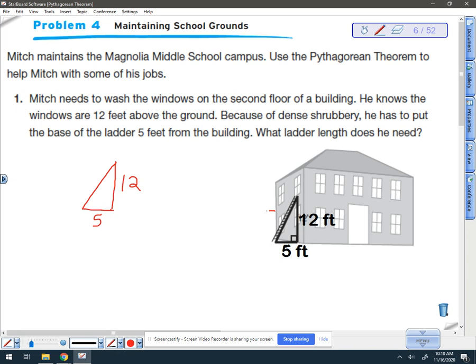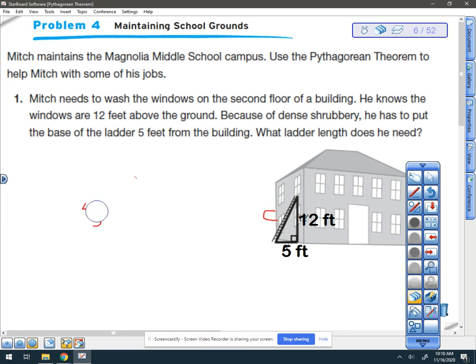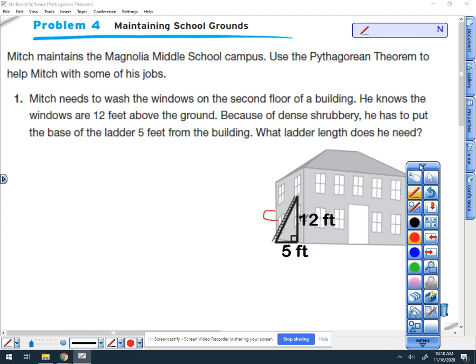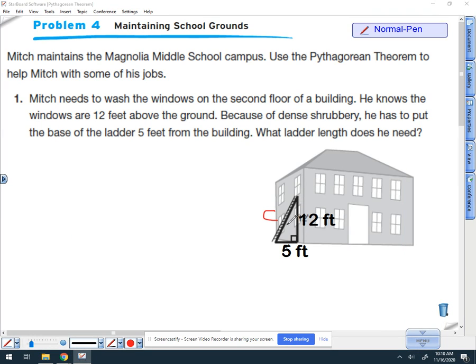So that's what's missing. So our C is missing. We don't know what the C is. So what I need you to do, for each time you do one of these problems, you want to draw the picture. So I want you to draw the triangle, label it 12, 5, and then C. And then here's what you do when you come to these problems.